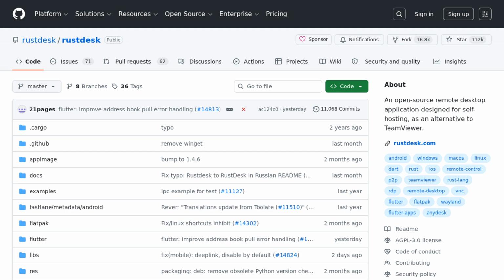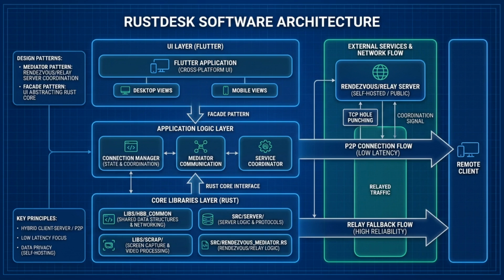So, what's the core problem rustdesk is solving? It's our dependency on centralized, commercial, remote desktop services. For a long time, individuals and IT admins had to rely on these platforms. This meant accepting that their connection data would pass through corporate servers, which introduces potential privacy risks and a loss of data sovereignty. Rustdesk's solution is simple but powerful.